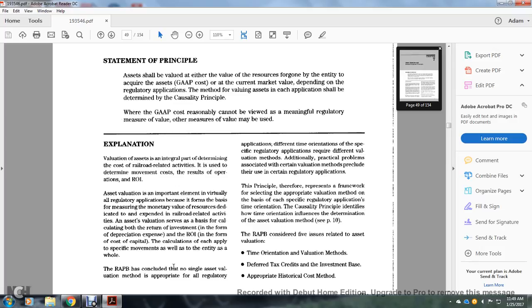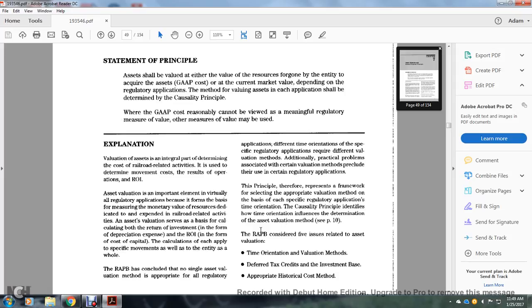The Railroad Accounting Principle Board concluded that no single asset valuation method is appropriate for all regulatory applications, because of different time orientation. Specific regulatory applications require different valuation methods. Additional practical problems are associated with certain current valuation methods, particularly in certain regulatory applications. The principle therefore represents the framework for selecting the appropriate valuation method on the basis of each of the specific regulatory application's time orientation. The casualty principle identifies how time orientation influences the determination of the asset valuation method.